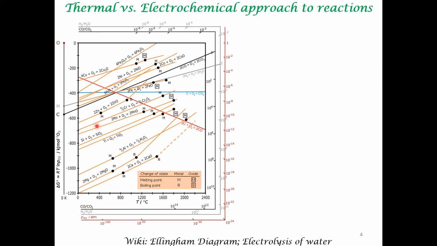What is being plotted here is delta G on the y-axis, and there's a temperature scale. Look at the temperature scale. We start from very small temperatures all the way to 2400 degrees centigrade. And there are other quantities. This is all from Wikipedia. You can look at this.